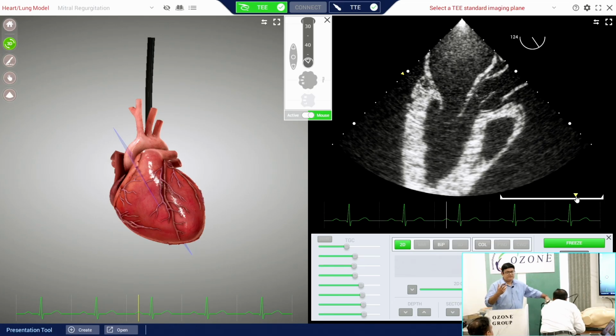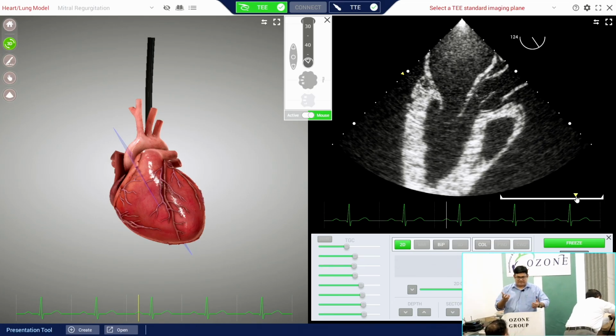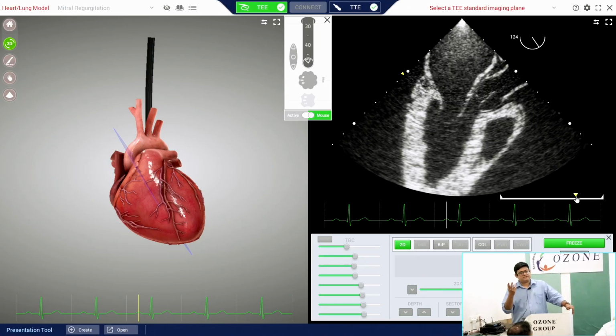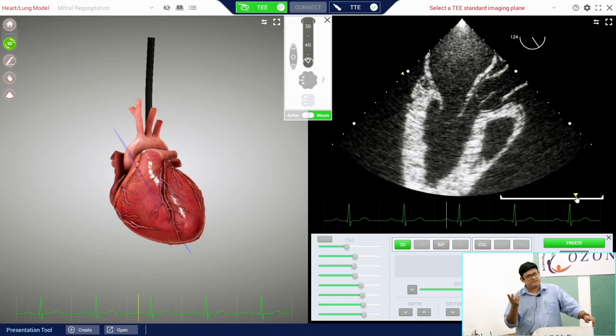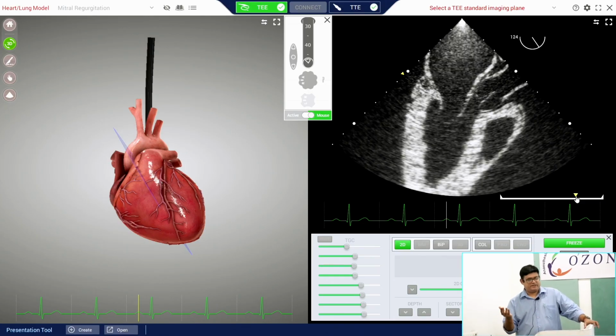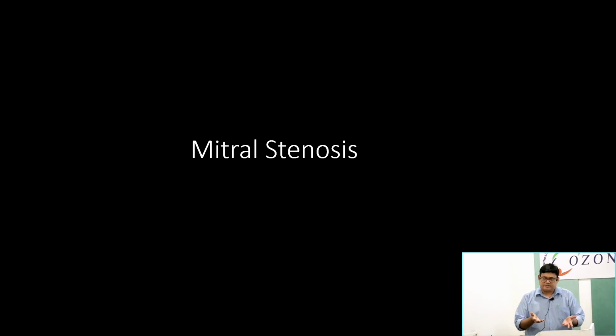If these are favorable, then we can say we can repair the valve. And a C-sept distance of more than 2.4 centimeters means there is less possibility of SAM occurring in the post-operative period. There is always a possibility, but there is less. C-sept more than 2.4 and a small posterior mitral leaflet will always help you prevent SAM. So the next discussion is mitral stenosis.